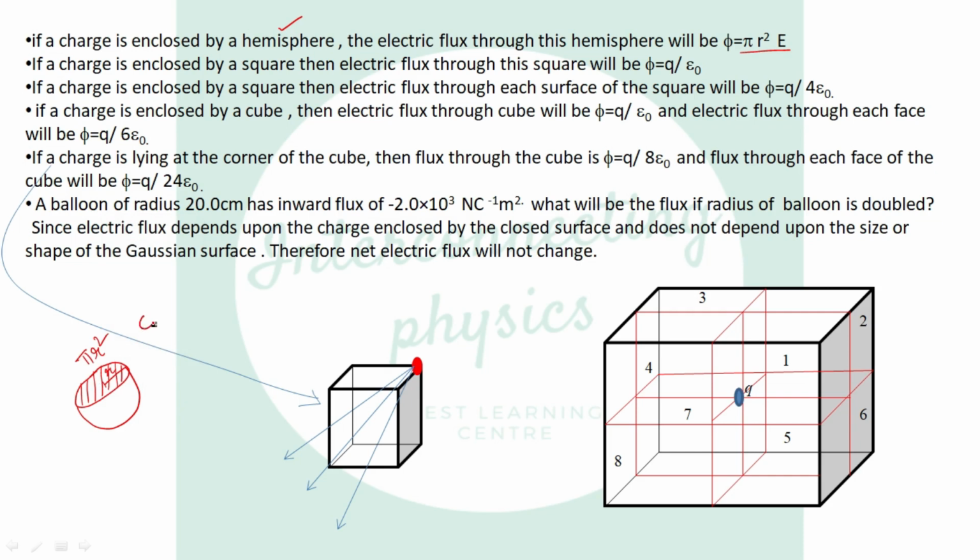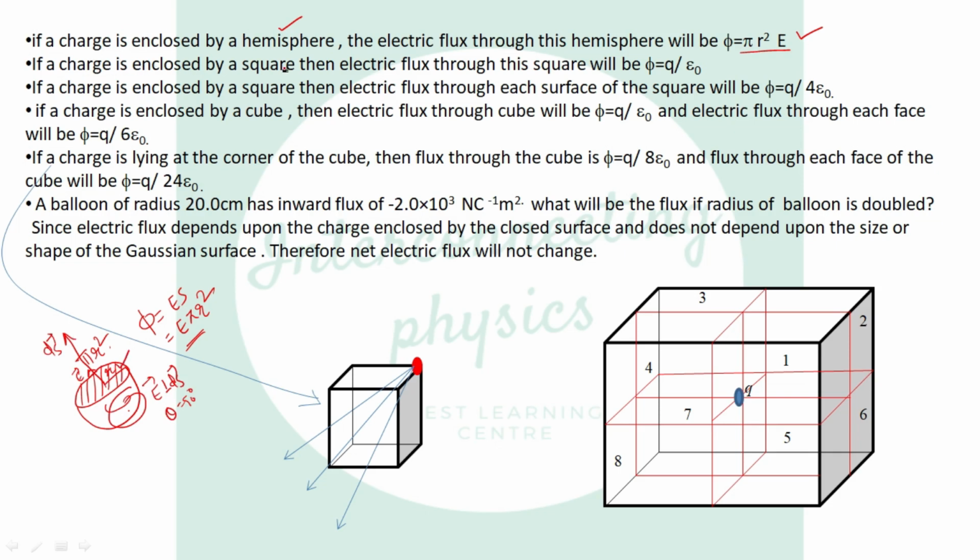Now what will be the flux? It is ES, and with area pi r square. So if charge is enclosed by a hemisphere, then the flux is pi r square into E. We take this part because in this part the electric field vector and the area vector will be parallel to each other, in the same direction. We take the flux from here.